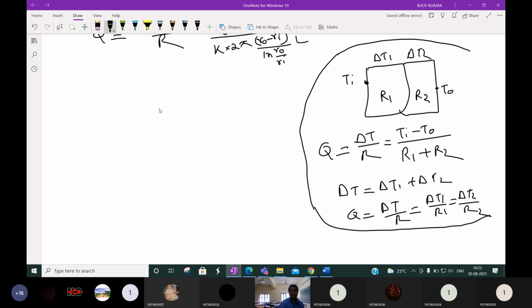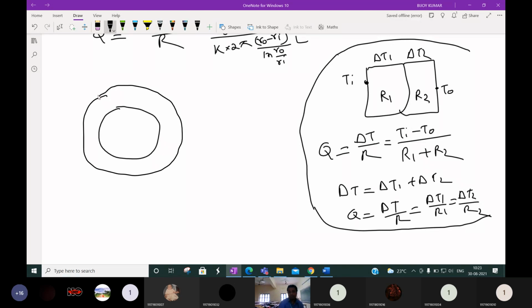Suppose then we derive for the same type, a cylindrical wall. Please kindly listen carefully. Suppose this is the cylinder, a single cylinder. Suppose the inside radius is R1 and this radius is R2. This is a single cylinder.